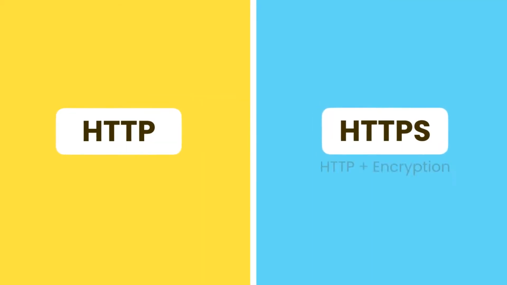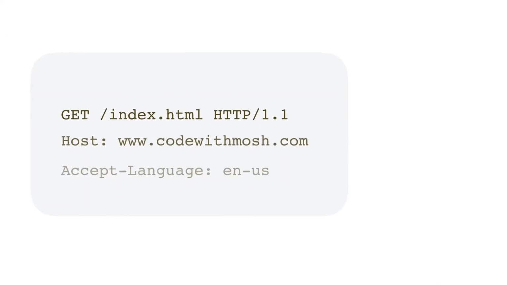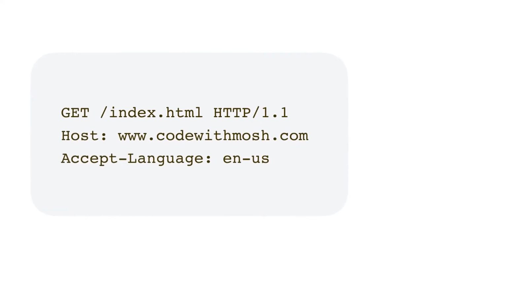We also have HTTPS, which is HTTP with encryption. So the messages exchanged between the client and the server are encrypted. Here is a simplified example of an HTTP message. With this message, the browser tells the server what it's looking for. So on the first line, it says that it wants to get a page or a file called index.html using HTTP version 1.1. Index.html often represents the homepage of websites. On the second line, we can see the host, that is codewithmosh.com. And on the third line, we can see the language that the client can accept, in this case, English.